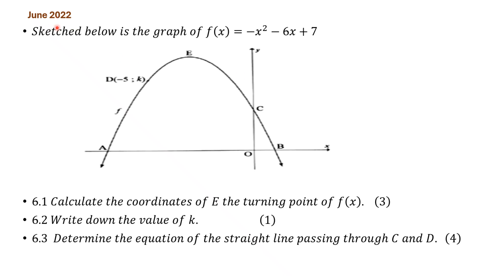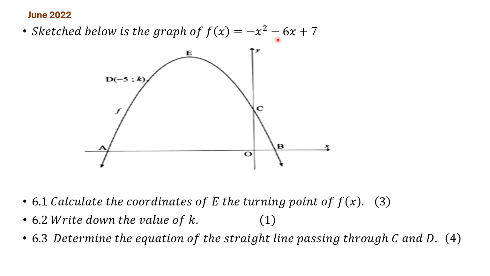So June 2022, sketch below is the graph of f of x equals minus x squared minus 6x plus 7. And you can see when x squared is negative, the graph is a sad face. It's curving, pointing down. Right, 6.1, calculate the coordinates of E, the turning point of f of x. We want the coordinates of the turning point. Write down the value of k for 1 mark. So there we want what k is.